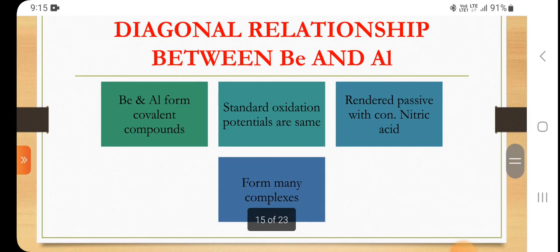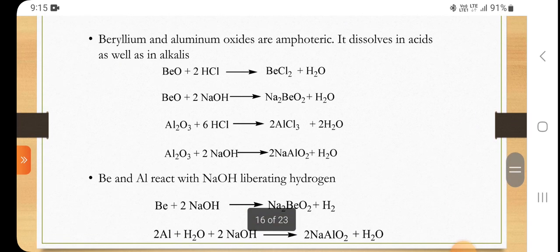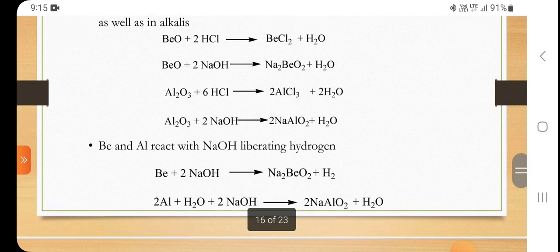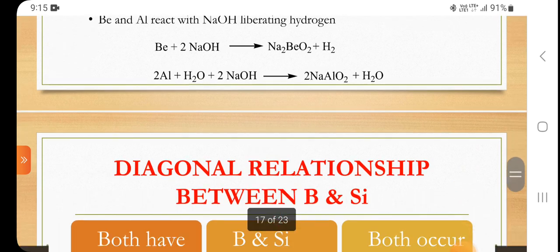The diagonal relationship between beryllium and aluminum. Beryllium and aluminum form covalent bonds. The oxidation state potentials are nearly the same. They are rendered passive by concentrated nitric acid. They form many complexes. Beryllium and aluminum are amphoteric in nature. They react both with acid and alkali and form salts. Beryllium and aluminum react with sodium hydroxide by the liberation of hydrogen.